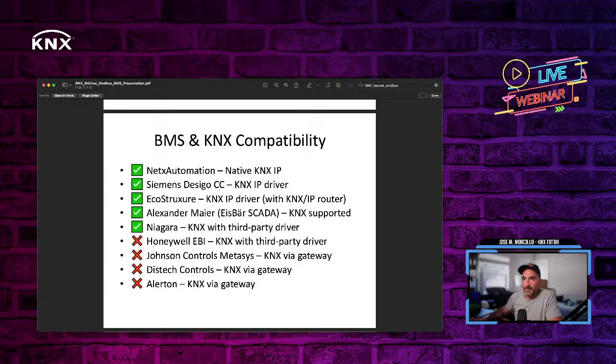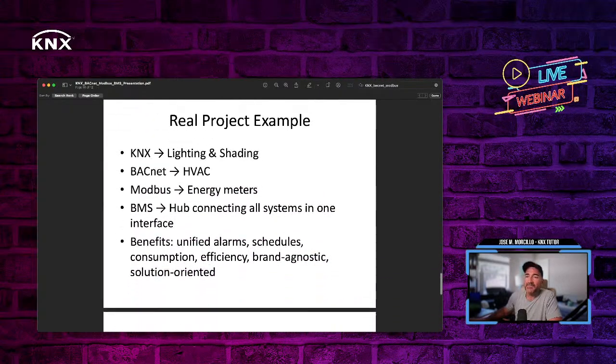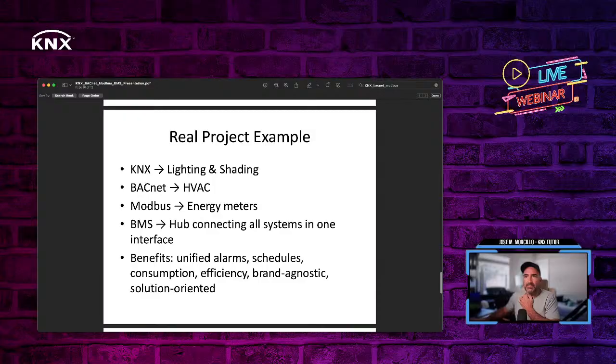All right, so again, this is just an example. This is some of the BMS that we have in the market. We have much more. Okay, much more, absolutely. All right, so real project example. Again, this is not a fact. This is not a matter of fact. This is not something that I'm saying it should be like this. Okay, this is important. This could be a project.